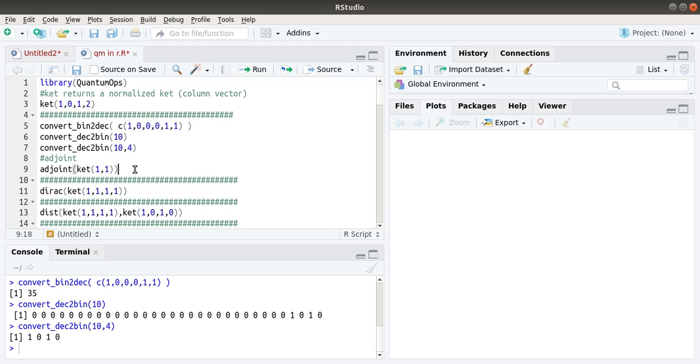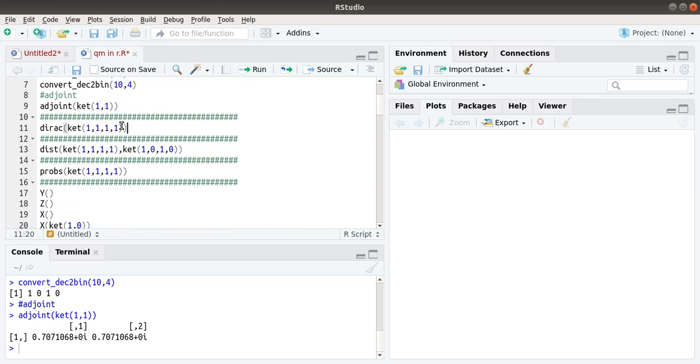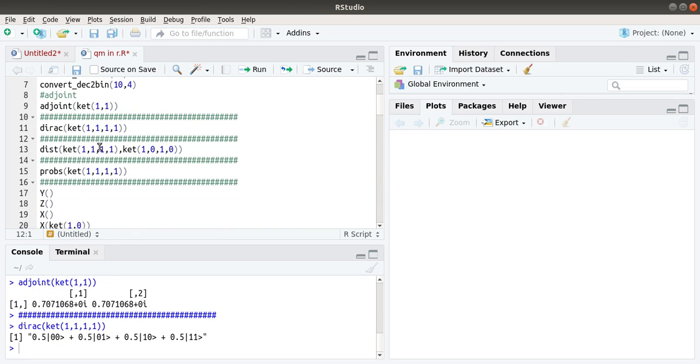This is in order to find the adjoint of a particular vector. I can do this operator. This is found by dividing the whole vector by the square root of 1 plus 1, that is 1 by root 2. So 1 by root 2 and 1 by root 2. And here a 4 component vector is shown.